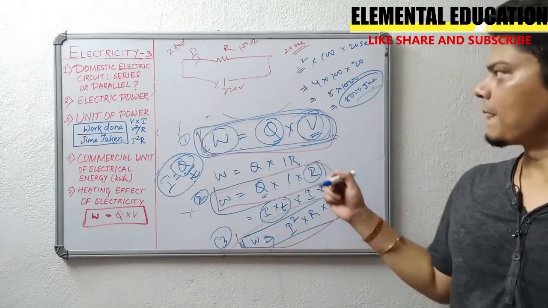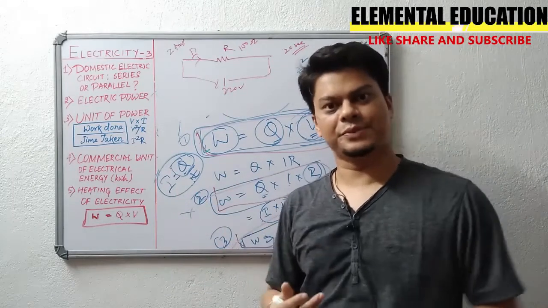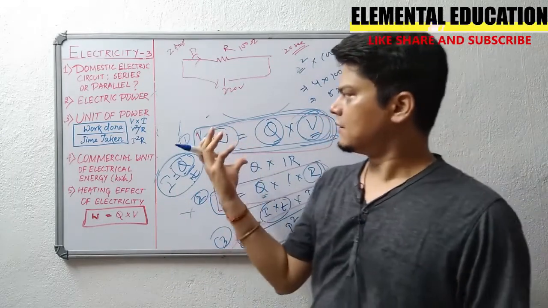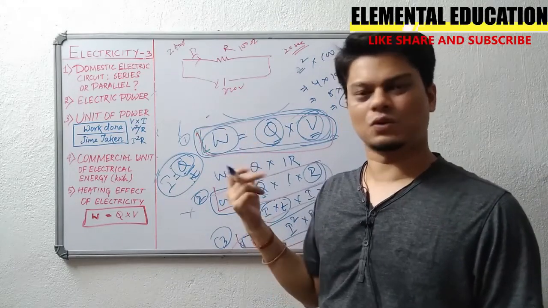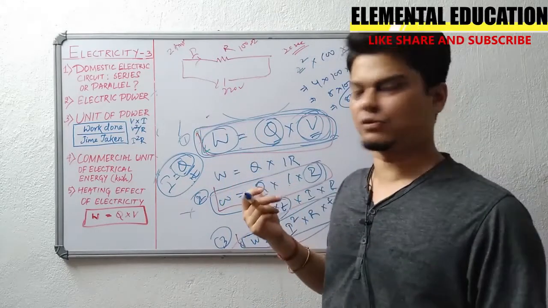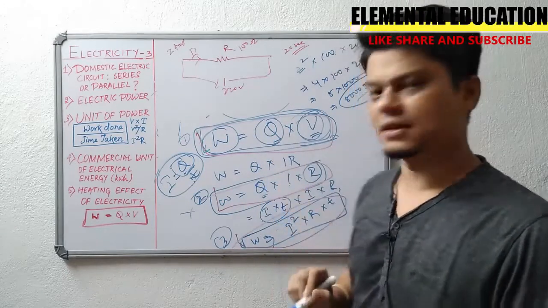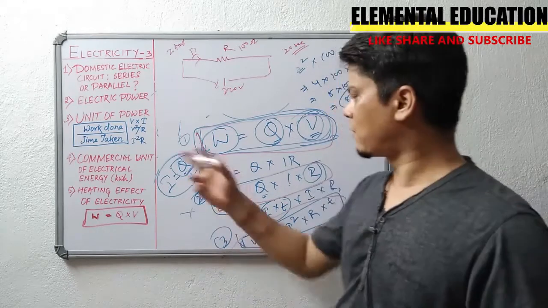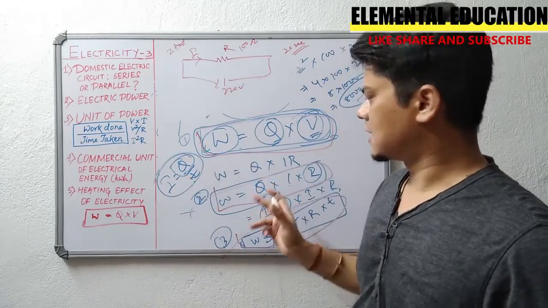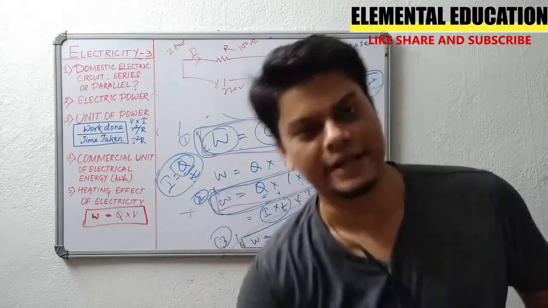This way we can solve any question. In our CBSE board exams, these kinds of questions will be of 1 or 2 marks, and MCQ type questions will also be there. So solve this and remember these formulas: voltage, current, power, and the energy spent in the heating effect. These chapters are quite important.